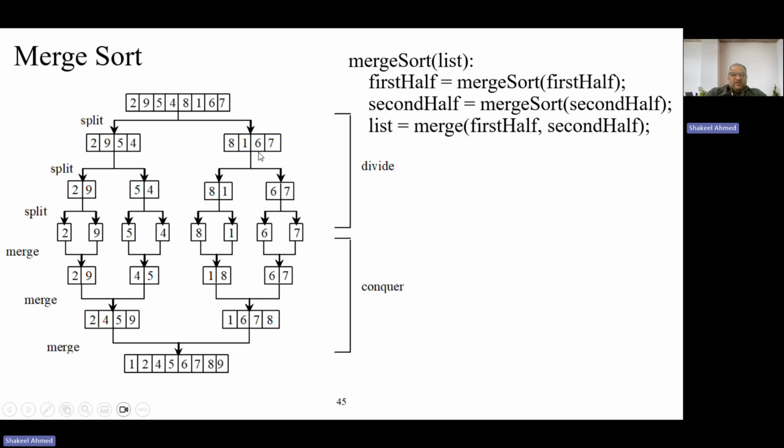So similarly, 8, 1, 6, 7. 8, 1 are in the order, 6, 7 are in the order. Yes, 6, 7 are in the order, but 8, 1 are not in the order. So merge it and sort it: 1, 8, and then we merge it: 1, 6, 7, 8. So now you check the merging of this one.